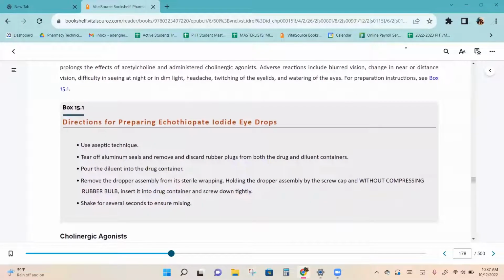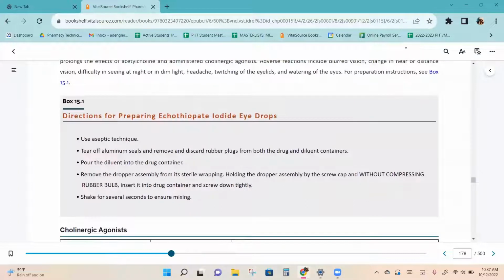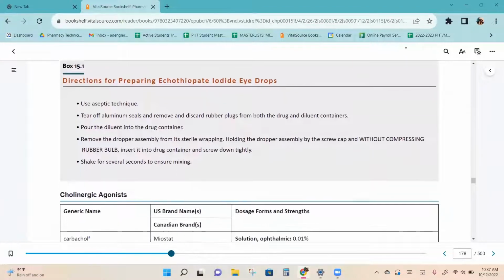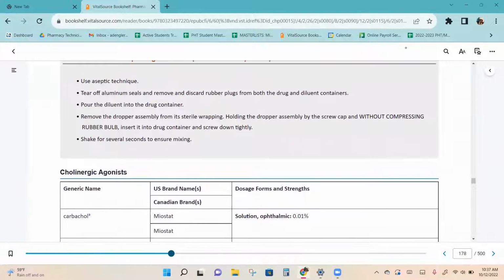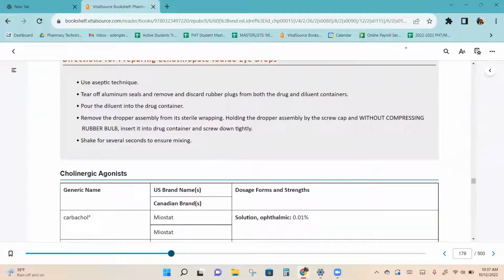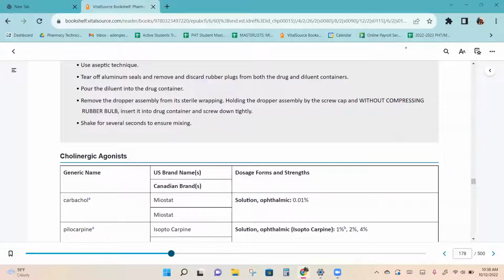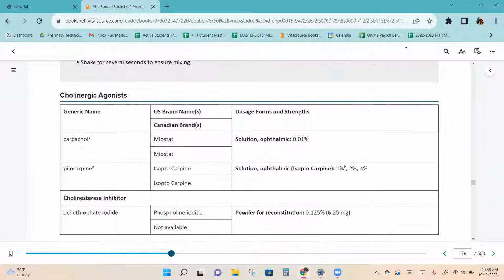And these are the directions for preparing those ecothiopate iodine eye drops. Aseptic technique must be used. You're going to tear off the aluminum seals, remove and discard the rubber plugs from both the drug and the diluent containers. Pour the diluent into the drug container. Remove the dropper assembly from its sterile wrapping, holding the dropper assembly by the screw cap and without compressing the rubber bulb. Insert it into the drug container and screw down tightly. Shake for several seconds to ensure mixing.